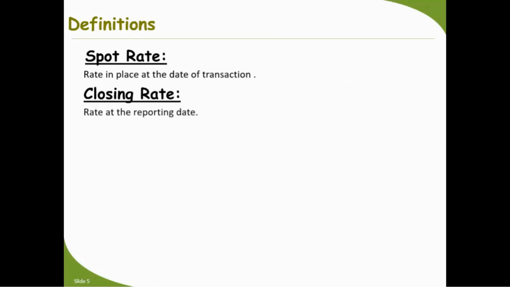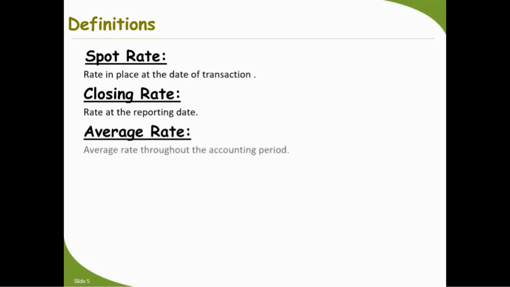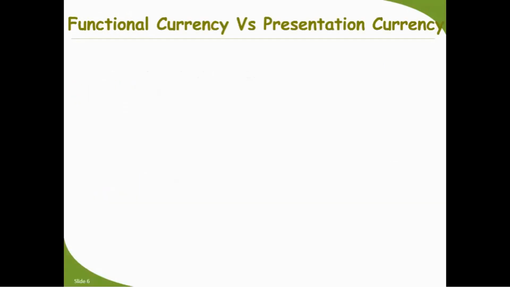Then closing rate: the rate at the reporting date. Once you are reporting your financial results at that date, the rate which you have is the closing rate. Then average rate: the average rate throughout the accounting period. This is the average of all the rates which you have during your accounting period, and that is called your average rate.